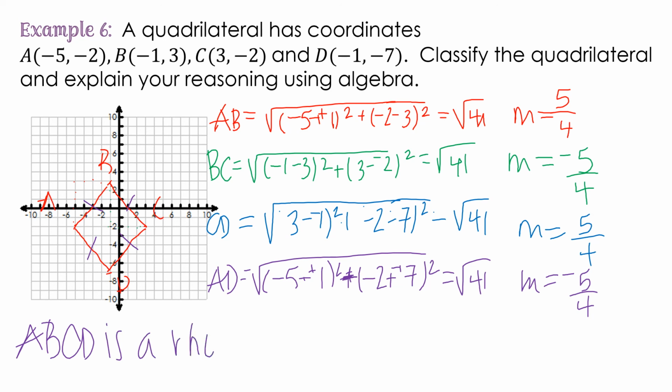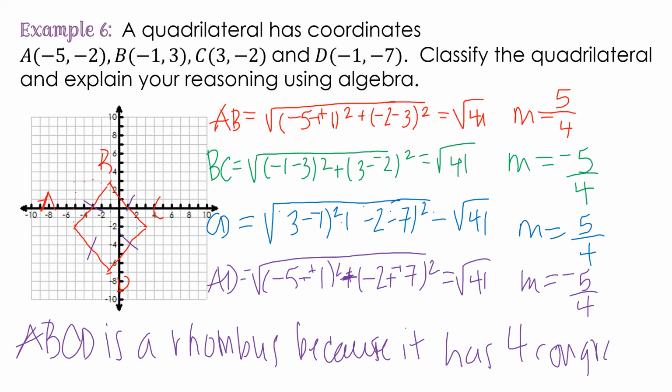A rhombus because it has 4 congruent, sorry, this is so messy, sides.